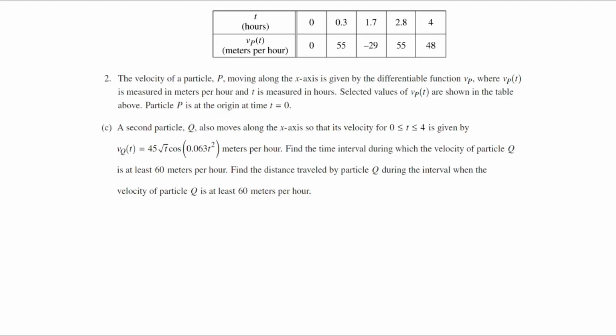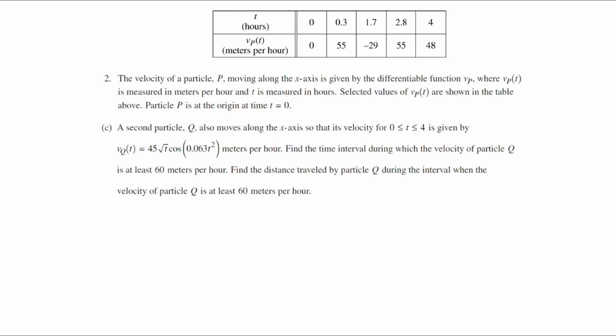Part C says that we have a second particle, Q, moving along the x-axis, and its velocity between 0 and 4 is given by this function, 45 root t cosine of 0.063 t squared in meters per hour. And we want to find the time interval during which the velocity of the particle is at least 60. So, in other words, we need to see when that velocity function equals 60 and then check when the function is greater than that. And then we want to find the total distance traveled by the particle during the interval on which its velocity is at least 60.